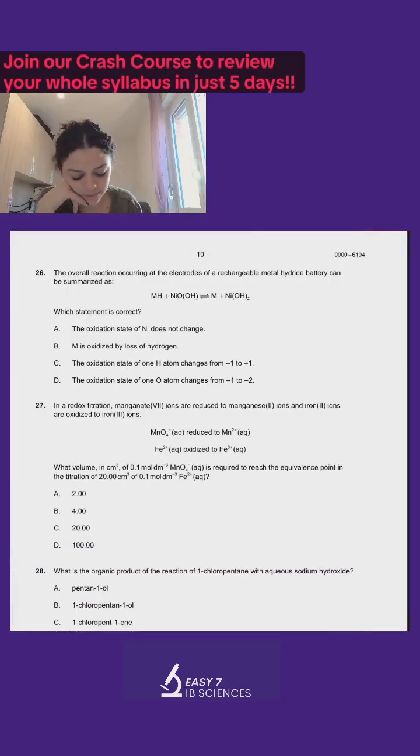Okay, next it says the overall reaction occurring at the electrodes of a rechargeable metal hydride battery can be summarized as this. Which statement is correct?